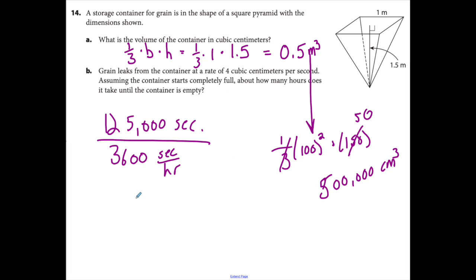Okay, so it's going to take about 34 3/4 hours, because I got about 34.72. Please make sure you understood how I did this one. Feel free to rewind, and then I am going to be moving on at this point.